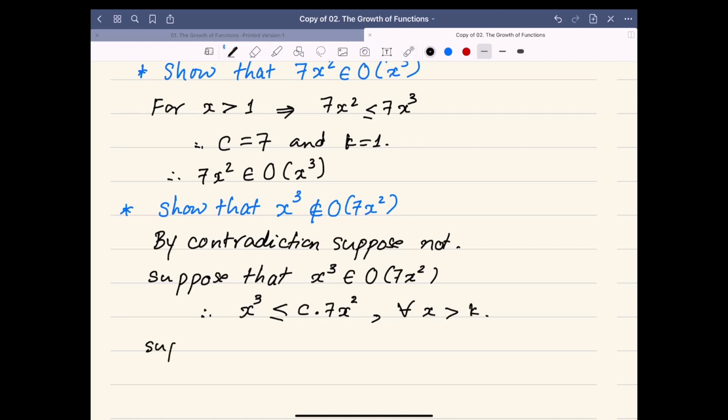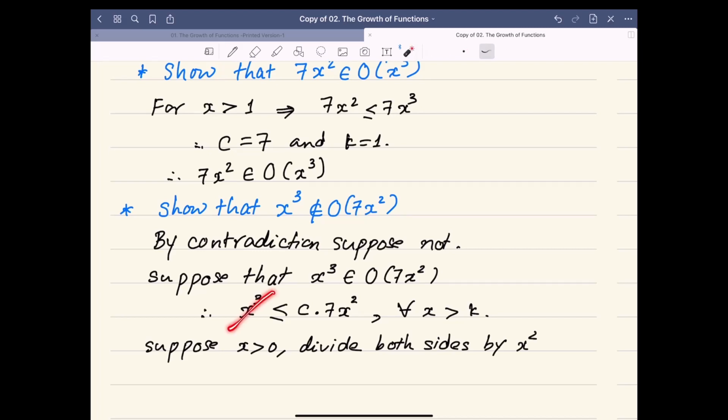Here we say suppose that x is positive. Then divide both sides by x squared. So when you divide this by x squared, what you will get is x less than or equal to 7c for all x greater than k.